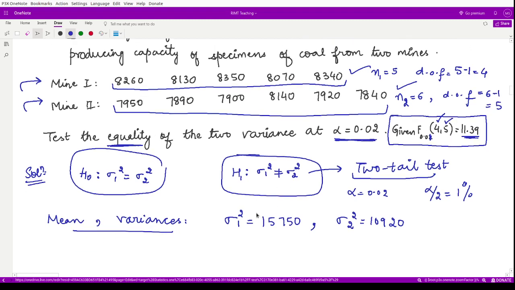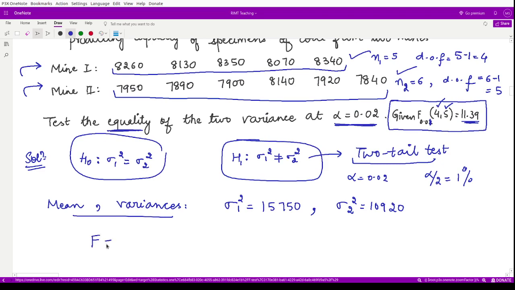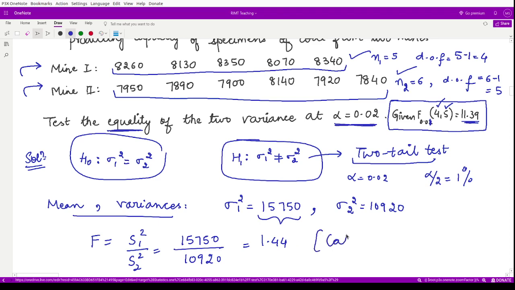So we will calculate the F value. What would be the F value? It is the value of the statistic which is higher. So here you see this is higher. So we have S1 square divided by S2 square. That would be 15750 divided by 10920, and it is equal to 1.44. So from here we obtain the calculated F value.